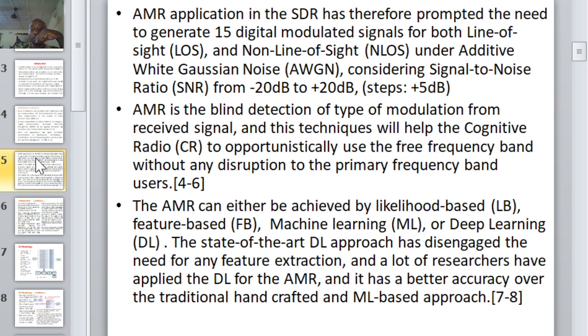And what is this AMR? It is a blind detection of modulation types, and this is done at the receiving end. These techniques will help the cognitive radio to opportunistically use the free frequency band without any disruption to the original primary users. And this AMR can be achieved by any of these methods: likelihood-based method, feature-based method, machine learning-based method, or deep learning-based method. Out of all these, deep learning is the state-of-the-art algorithm, and it has removed the need for feature extraction, as in the case of handcrafted algorithms, machine learning, and the like.